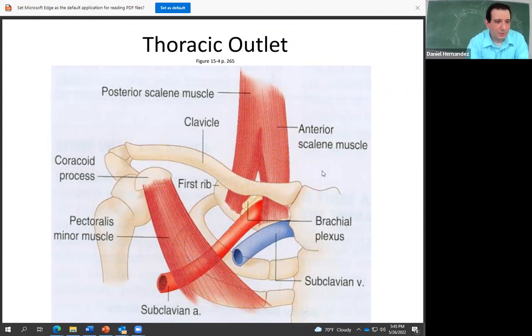So it's just showing the thoracic outlet with the subclavian artery and the subclavian vein coursing underneath, over that first rib, anterior to that first rib and underneath the clavicle. And then we can also see over here this pectoralis minor muscle connecting and coursing anterior to that artery as well.